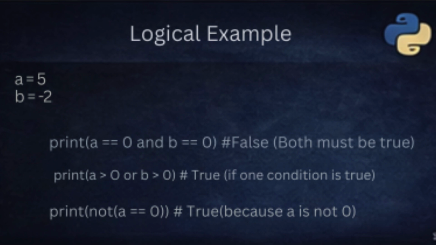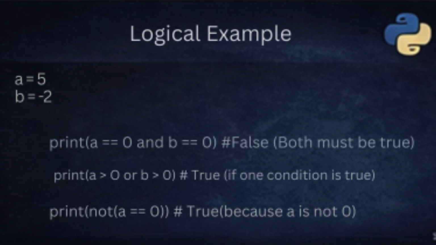Now look at the first statement. Print A equals 0 and B equals 0. The AND operator checks whether both conditions are true. Here we are asking, is A equal to 0 and is B equal to 0? But A is 5, not 0, and B is -2, not 0. Since both conditions are not true, the result will be false.